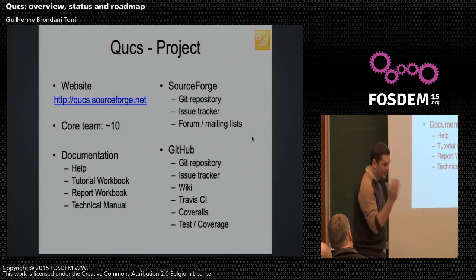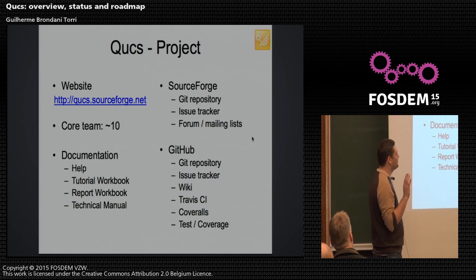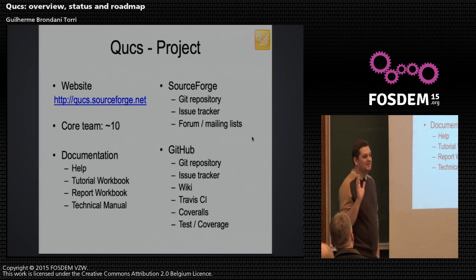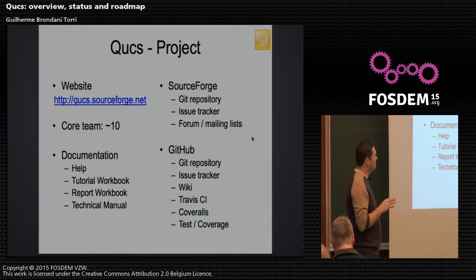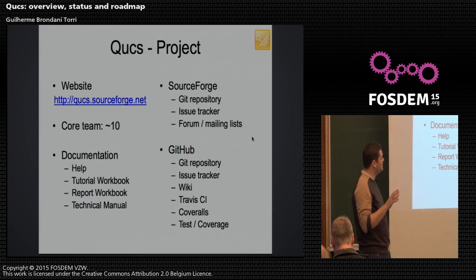Where can you find us? We have the website. At the moment, we have roughly 10 people actively working. Last month, perhaps 5 people committed to the code base, but it's getting more and more people. We have extensive documentation. We have online help. We have these workbooks, roughly 200 pages each, with tutorials, reports on how things were implemented, and also a technical manual that is not really related to the implementation, but more like textbook-like instructions.